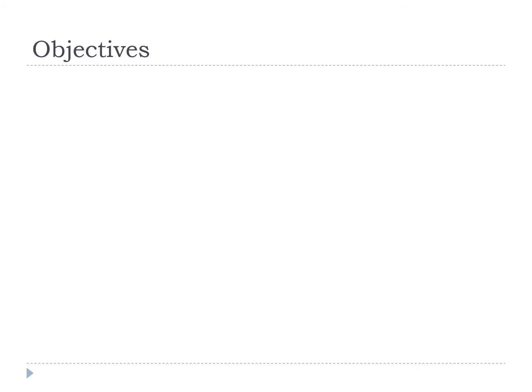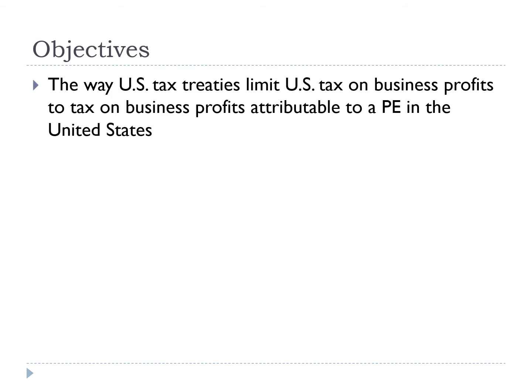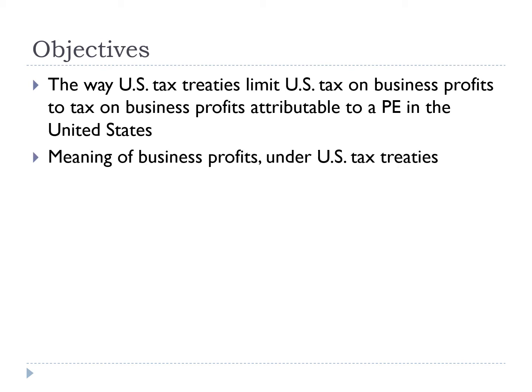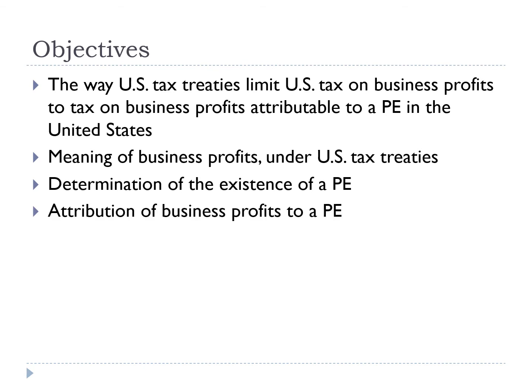The objectives of this lecture are to understand the following: the way U.S. tax treaties limit U.S. tax on business profits that are attributable to a permanent establishment in the United States, the meaning of business profits under U.S. tax treaties, determination of the existence of a permanent establishment in the United States, and the attribution of business profits to a permanent establishment.